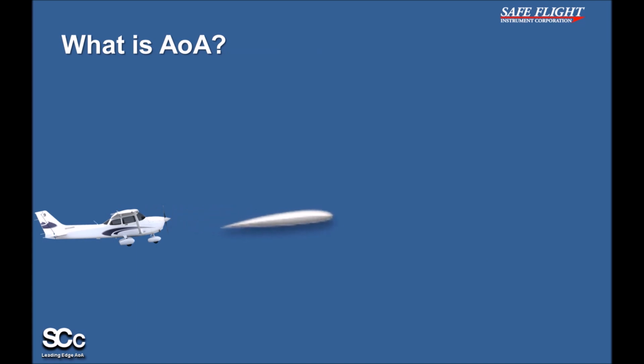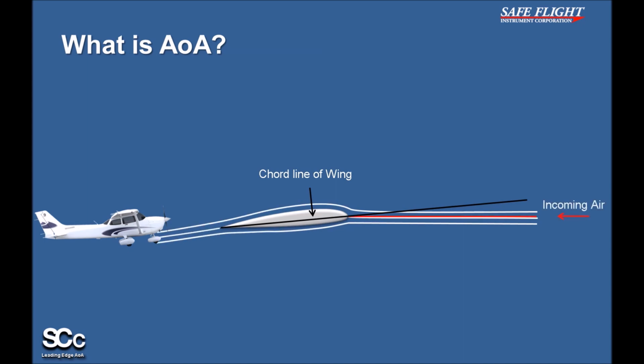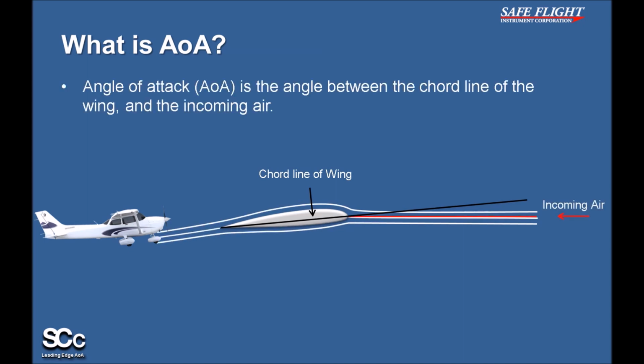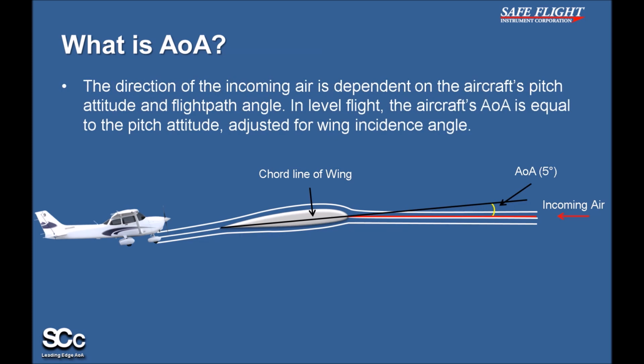Taking a look at this wing profile, if we superimpose a line through the chord of the wing and lines in the direction of the incoming air, the angle of attack is the angle between the chord line of the wing and the incoming air. In this case, 5 degrees. The direction of the incoming air is dependent on the aircraft's pitch attitude and flight path angle. In level flight, the aircraft's angle of attack is equal to the pitch attitude, adjusted for wing incidence angle.